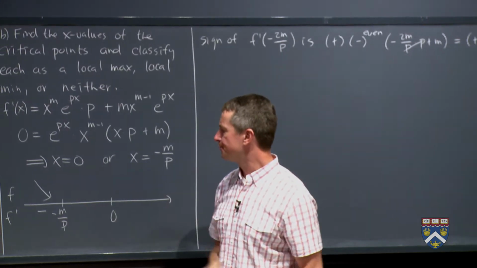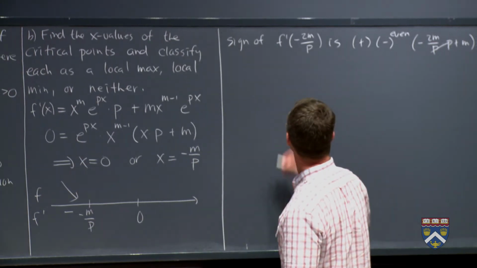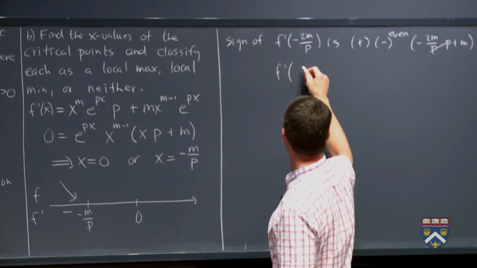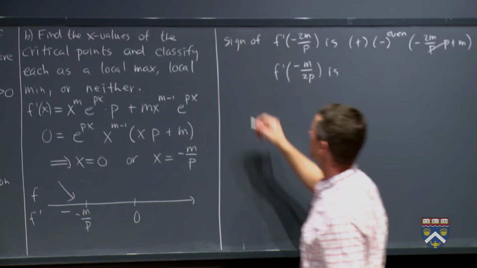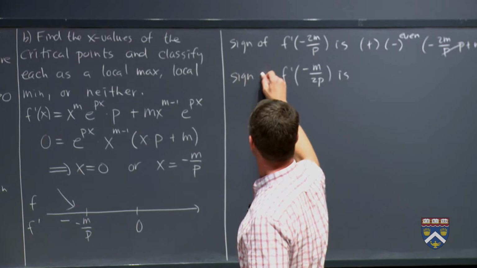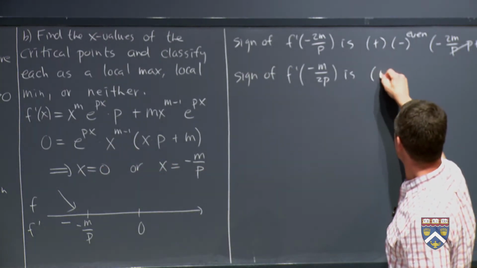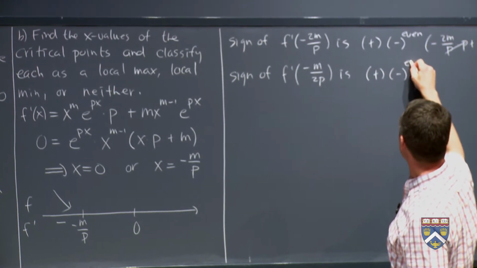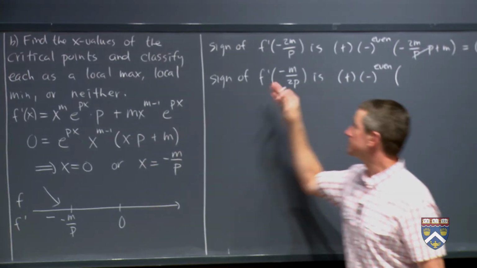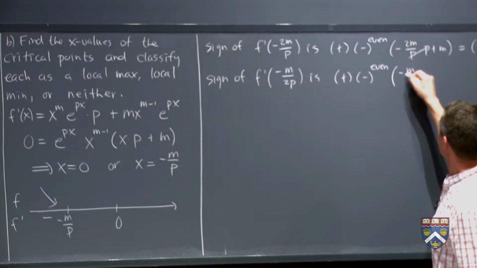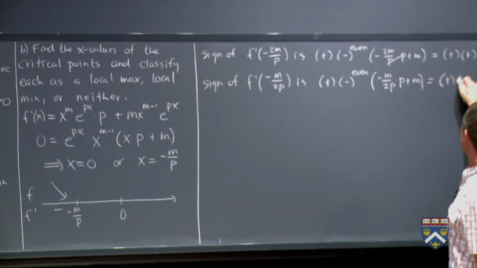What's a good number to pick in here? As we discussed in the previous problem, if you cut a number in half, you move it closer to 0. So if I do f prime of negative m over 2p, that'll be in between. So e to any power is still positive. I've still got a negative, but it's to an even power, so that's going to be positive. And now I'm going to take my x, which is now negative m over 2p, times p plus m. So we get a positive and a positive.